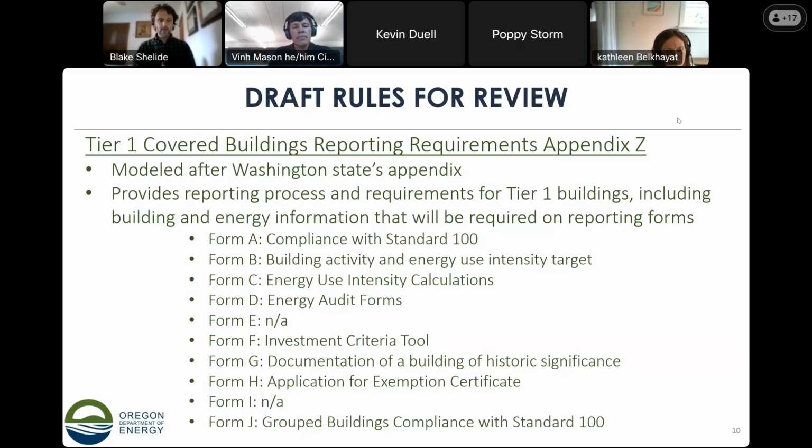The reporting schedule is also included in Tier 1 Appendix Z. And it also includes the process for non-compliance penalties in terms of issuing notices of potential violation, notices of violation, the appeals process, the hearing process. That's all included in this Tier 1 appendix as well.